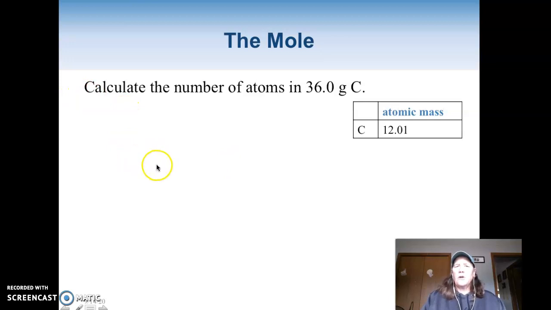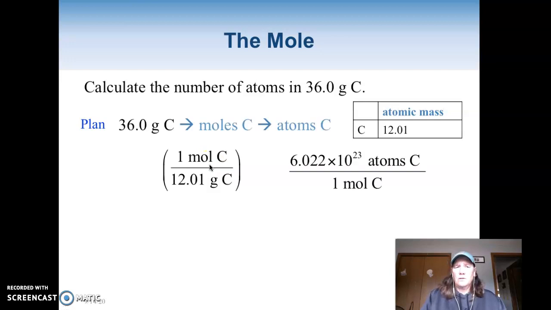Okay, calculate the number of atoms in 36 grams of carbon. So we'd go 36 grams times 1 mole on top. Carbon atomic mass is 12, so it'd just be 36 divided by 12. What would that be, like 3? So we got a plan. Okay, and again, calculate the number of atoms. We're going to have to do one more step. So I got the number of moles, but I got to do one more step, don't I?